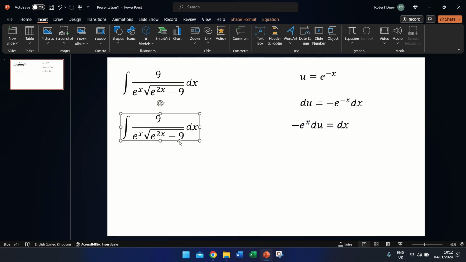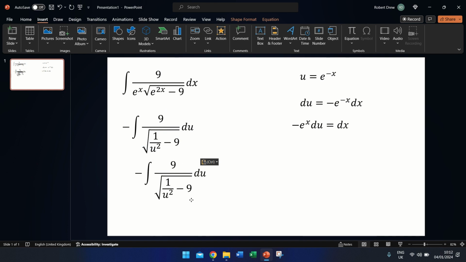The price that you pay, of course, is a minus here, which obviously doesn't make a difference. But also, e to the 2x is now going to be 1 over u squared, or u to the minus 2. So this is the price that we pay here. And again, maybe we could have got to this by factorizing out from what I said previously. Maybe that ends up being the same thing. I'm not sure. But in any case, I think I can do this from here.